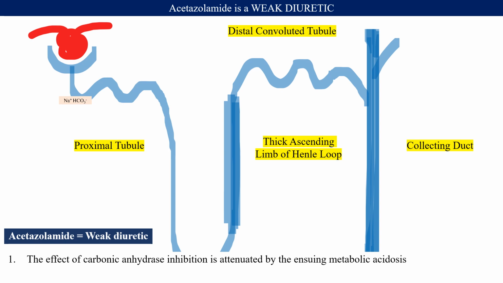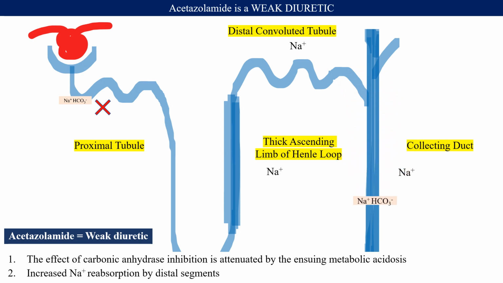Number two, with the inhibition of proximal sodium reabsorption, the escaped sodium gets reabsorbed downstream at distal segments. The increase in sodium reabsorption at distal segments reduces the total amount of sodium loss, thereby rendering acetazolamide a weak diuretic. That is, acetazolamide cannot cause a lot of urinary sodium loss.